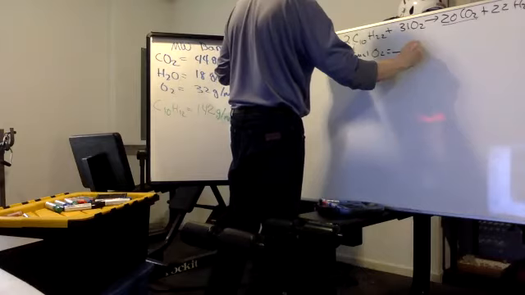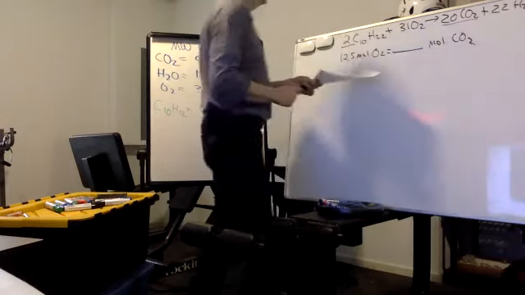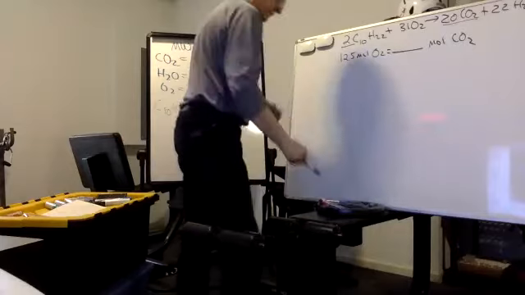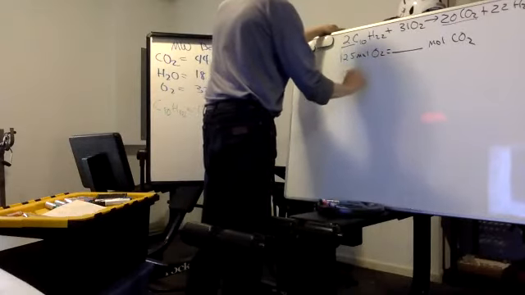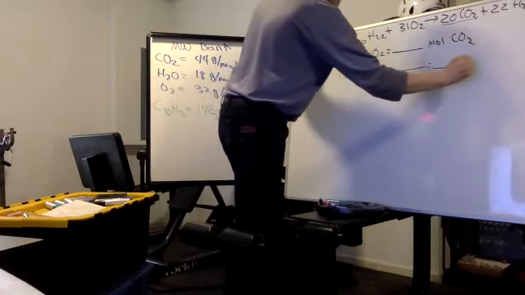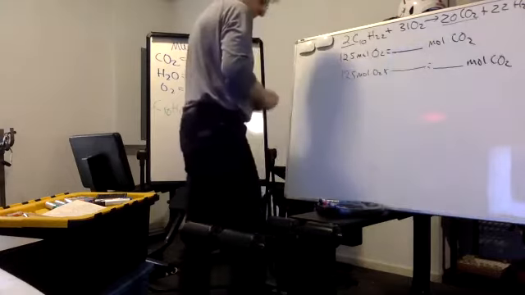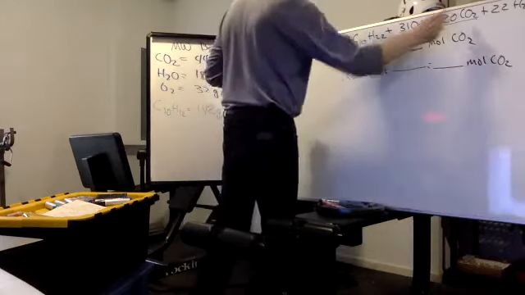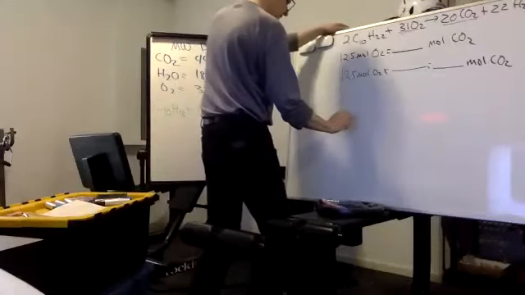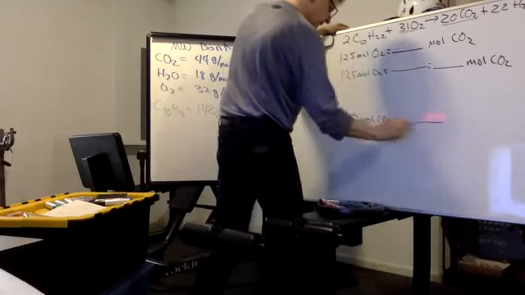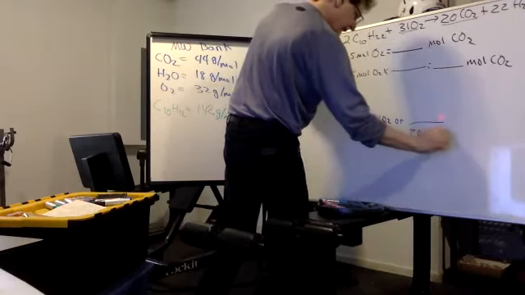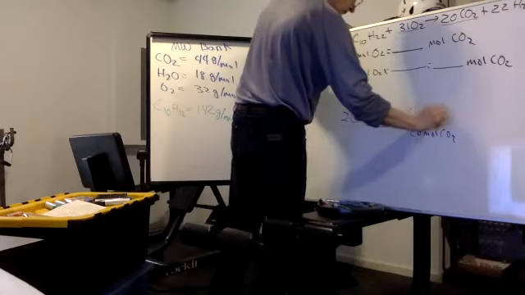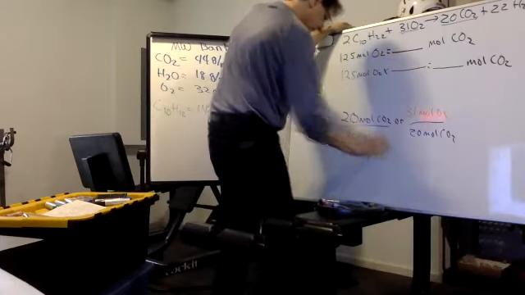125 mole of O2 to CO2. Let's take a look here. All right, what do we need? We need O2 and we need CO2. Okay, so we got 20. And we got 31. All right, which option do we need?